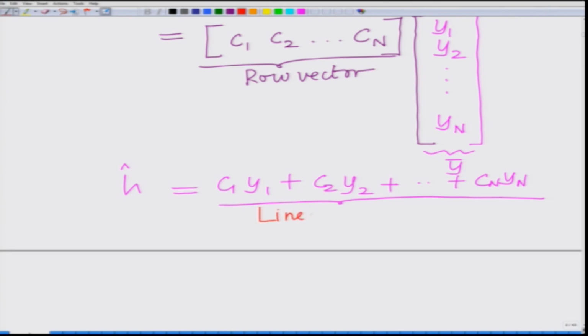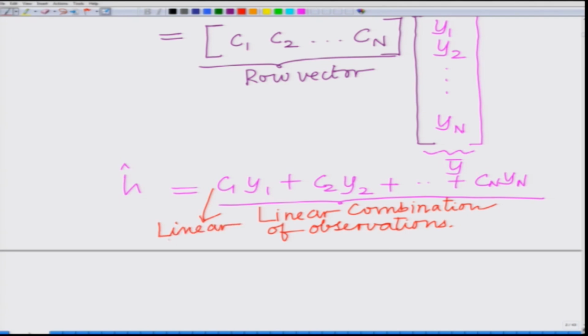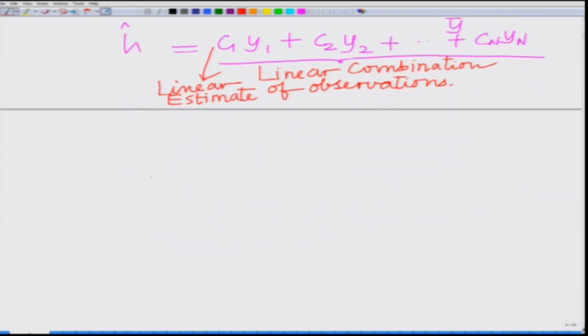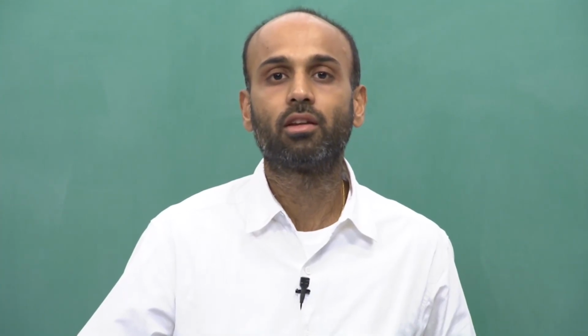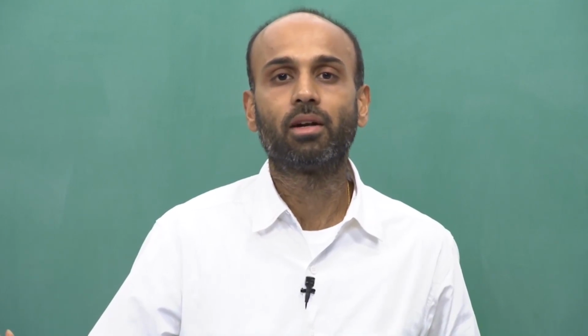Therefore, this is a linear combination of the observations, so this is a linear estimate. You can see this is basically H hat equals C1 y1 plus C2 y2 plus so on up to Cn yn, which is therefore a linear estimate.